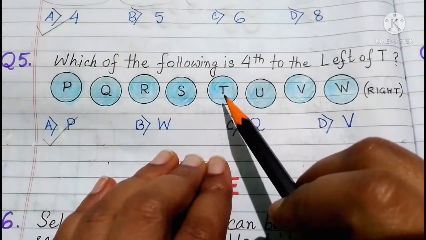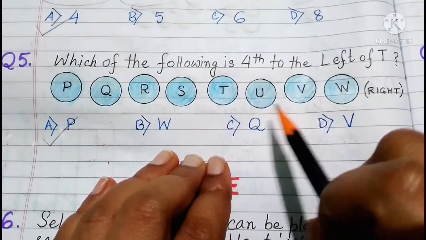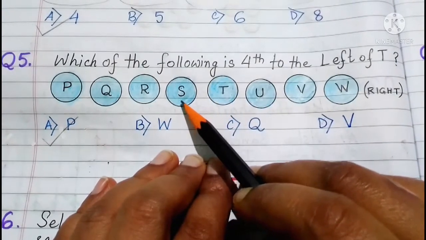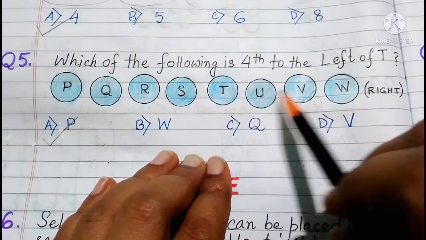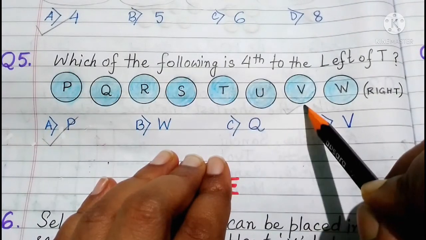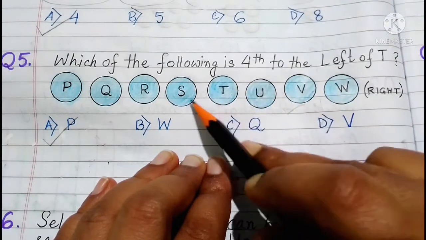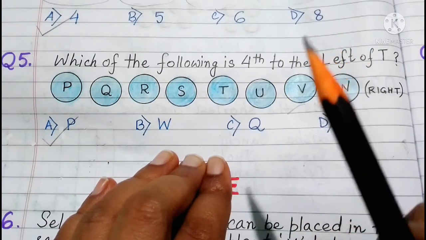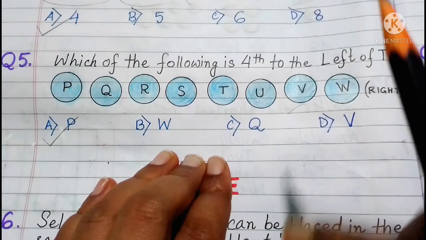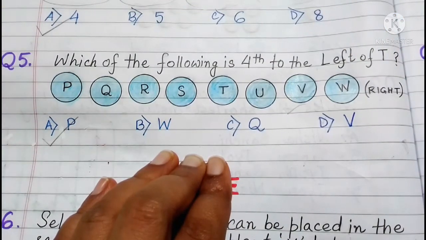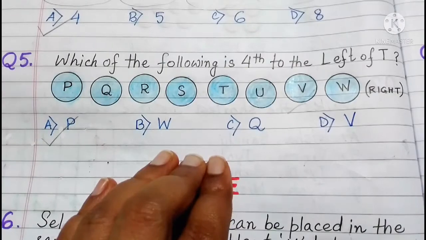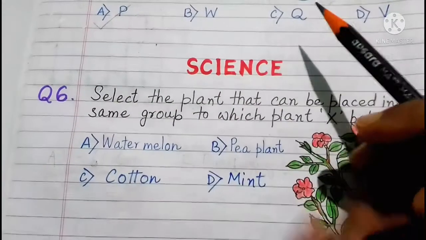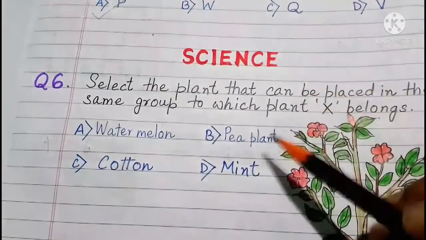So if somebody asks which letter will be third to the right of S, then if this is S, 1, 2, 3. First, second, third. So V would be the answer. V is third to the right of S. Now this is the topic called cardinal and ordinal numbers. So these are cardinal and ordinal positions, the topic from where the question is asked here. Now let's move to the next section, the science section. Here certain knowledge based on science is required to answer these questions.